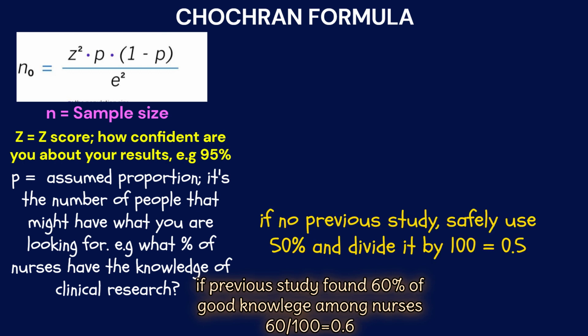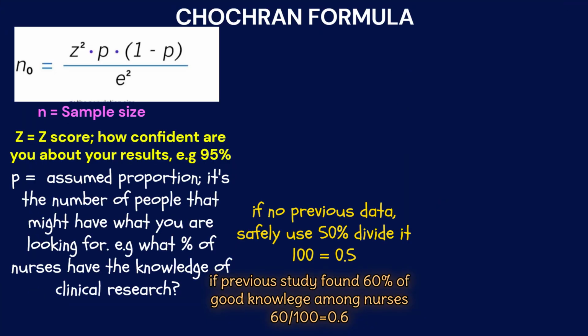Yes, so let's assume you found no previous study related to your topic. What you're going to do is use 50% as your assumed proportion. Why? Because it gives you the safest sample size. The estimation is not too low and it's also not too high. So you're going to divide 50 by 100 and you get 0.5. And then the next thing I want to talk about is 1 minus P.